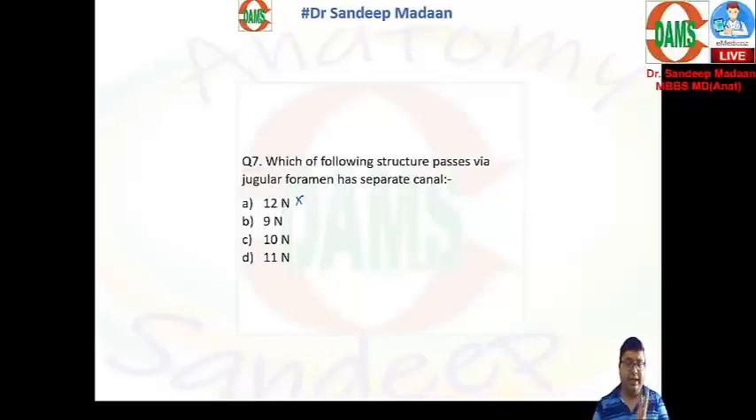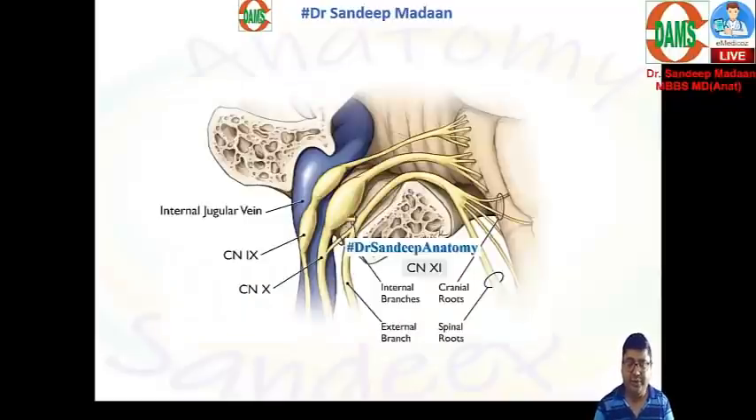Now which one has a separate canal? Meaning, when they pass through the jugular foramen, they actually have a dural sheath around them. Let me tell you, they have a dural sheath around them. Let me show you this first.